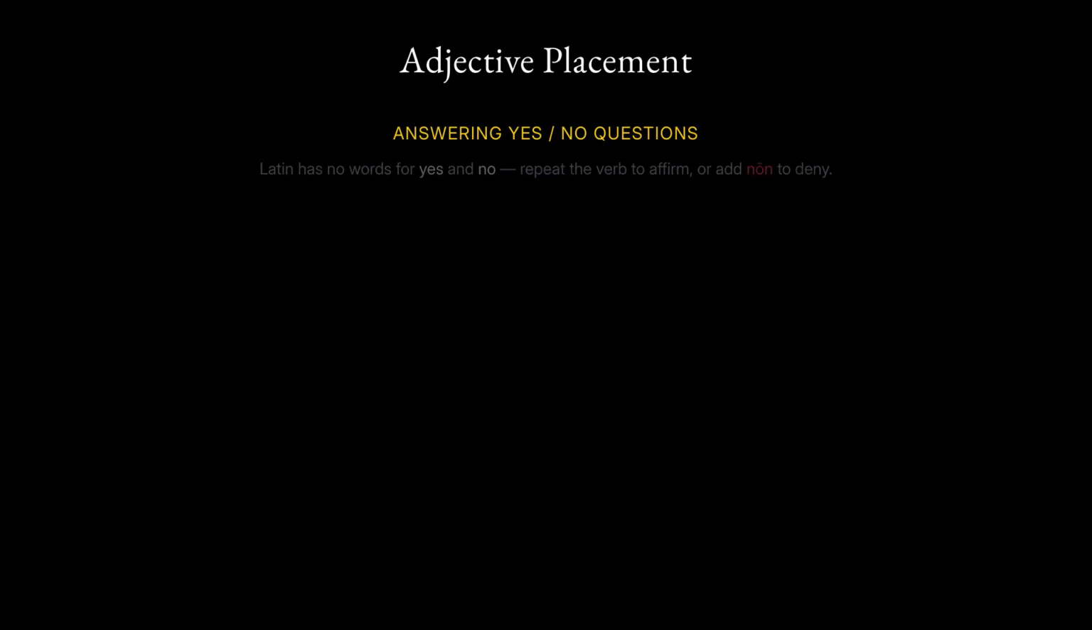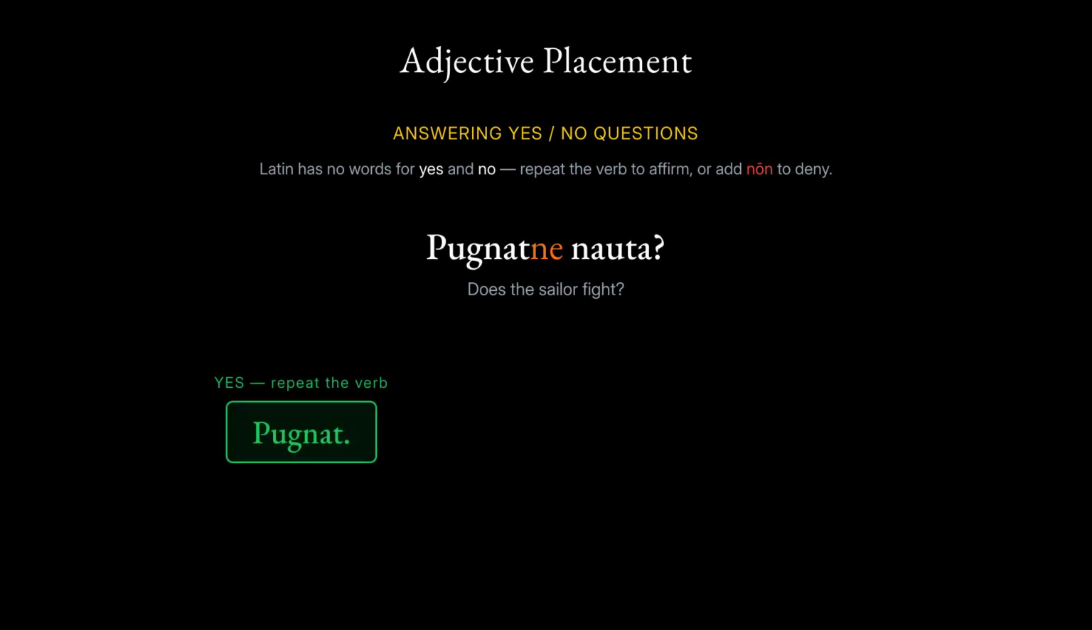For yes or no questions, Latin lacks words for yes and no. Repeat the verb to affirm or add the negation to deny. Pugnatne nauta? Does the sailor fight? To answer yes: pugnat. To answer no: non pugnat. Translation drill. Convert each English phrase to Latin.